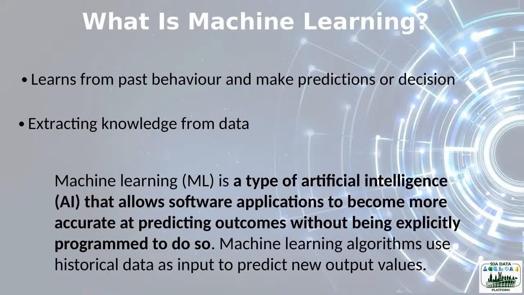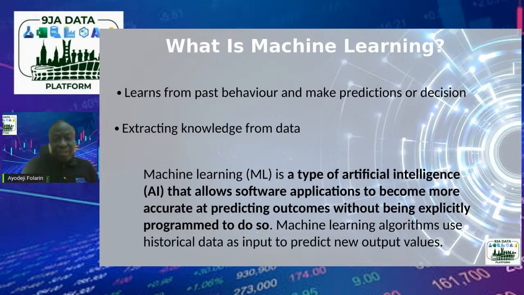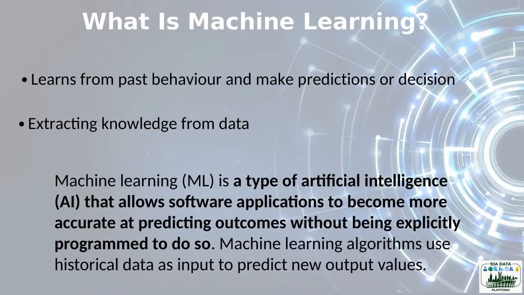Now, let's ask ourselves this simple question. What exactly is machine learning? Machine learning is a situation whereby you learn from past behavior and make predictions. You make some predictive analysis, and also take decisions with what you have. Number two is all about extracting knowledge from data. That is what machine learning is all about.